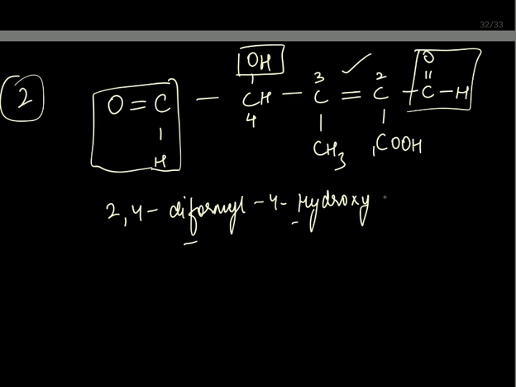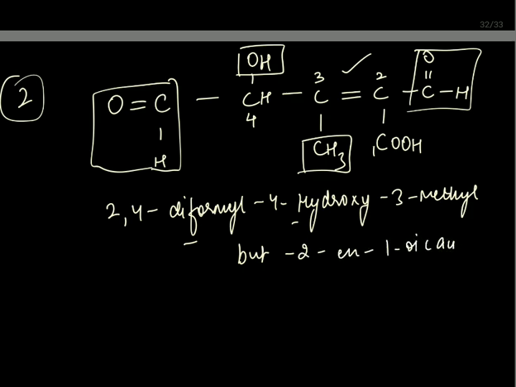Then you have methyl also, 3-methyl, and then we will write but-2-ene-1-oic acid, or you can just write enoic acid, that is understandable, right? This I have told you a number of times if you have seen my previous videos. Between 2 and 3, take the lower position between the double bond.